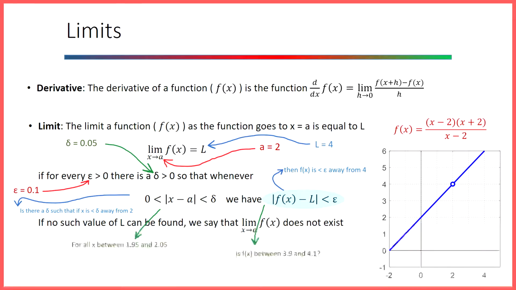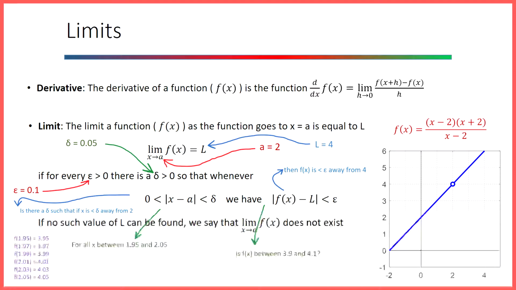Well, let's give it a try by plugging in some values. F of 1.95 is equal to 3.95, so that's within our allowed range. F of 1.97 is equal to 3.97, so that's good. F of 1.99 equals 3.99. F of 2.01 equals 4.01. F of 2.03 equals 4.03. F of 2.05 equals 4.05. All of those are falling within our allowable range, so that seems to work.